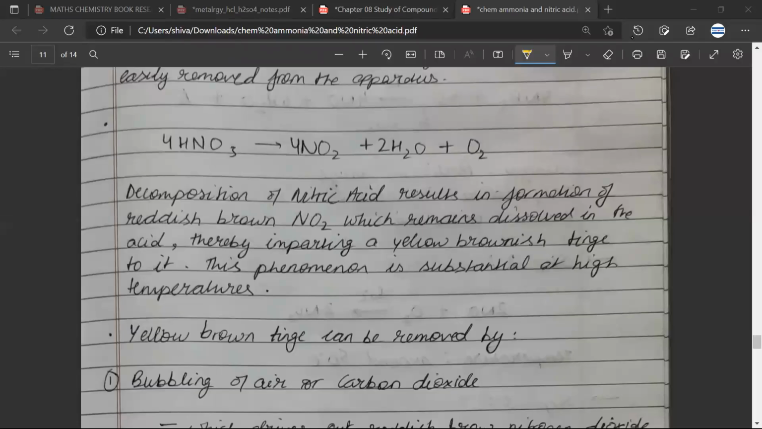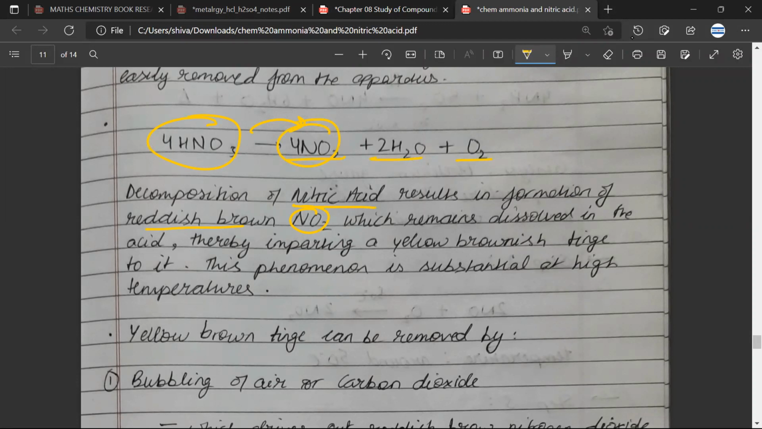Decomposition of nitric acid results in formation of reddish brown NO2, which we have studied in the earlier video on ammonia. NO2 remains dissolved in the acid, thereby imparting a yellow brownish tinge to it. This phenomenon is substantial at high temperatures. So HNO3 decomposes into nitrogen dioxide, water and oxygen, and this is a reddish brown compound.